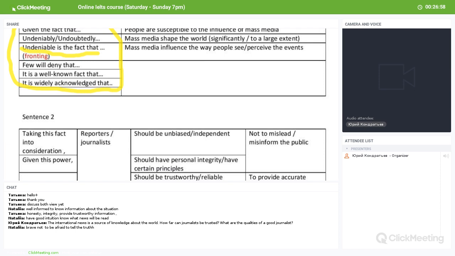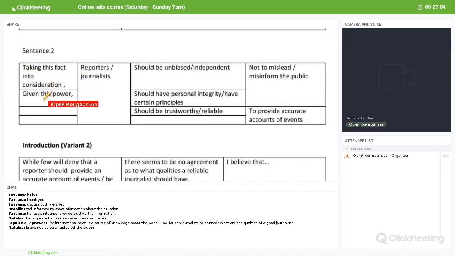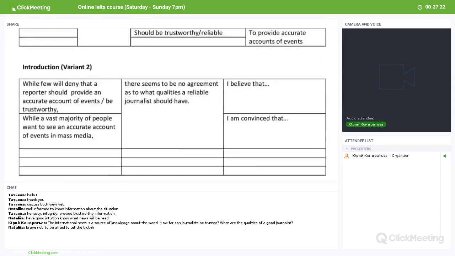Then, well, this can be the first sentence, like a general one, and then: taking this fact into consideration, or given the power that they have, reporters or journalists should be unbiased, should be independent, should have personal integrity, should have certain principles, should be trustworthy, should be reliable, not to mislead the public or not to misinform the public, or to provide an accurate account of the events.